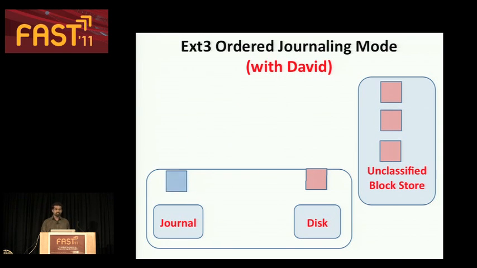Finally, the file system writes the metadata to the journal and then writes the metadata to the on-disk location. This is when normally David parses the metadata blocks and obtains classification information, and then uses the classification information to process the unclassified blocks in the unclassified block store.